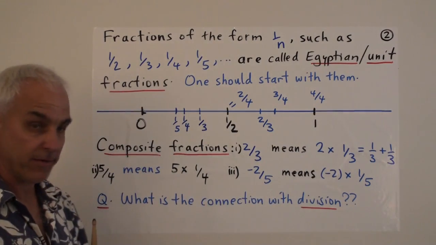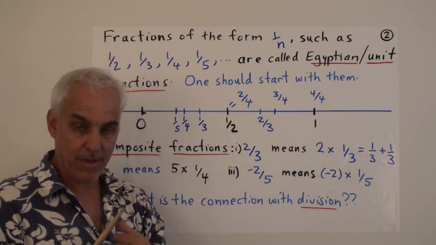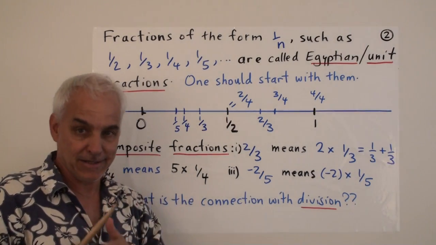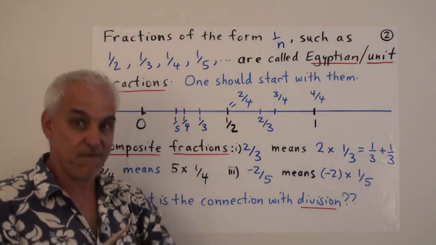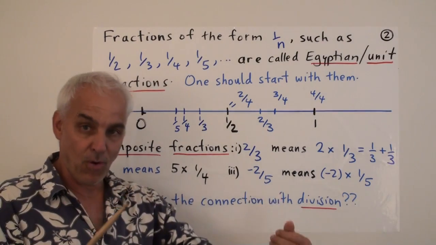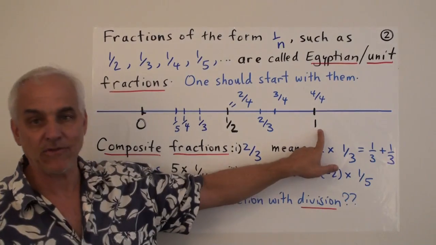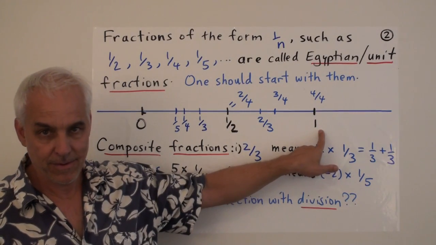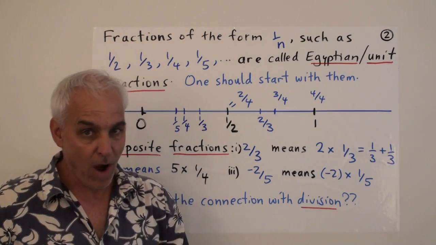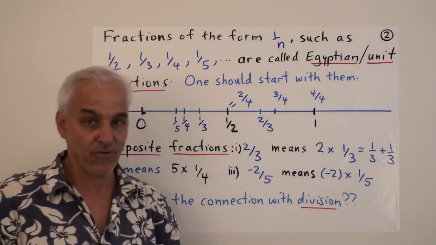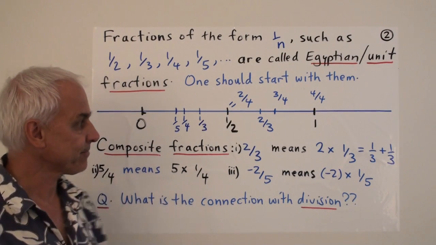Let's think about that for a second. 4/4 means 4 times 1/4. 1/4 is what we got when we divided the interval into 4 equal pieces. If we take 4 of those, that means we get the whole interval back again. So 4/4 is the same as 1. There's nothing special about 4 that way. 3/3 is also 1, 2/2 is also 1, 6/6 is also 1, and so on.